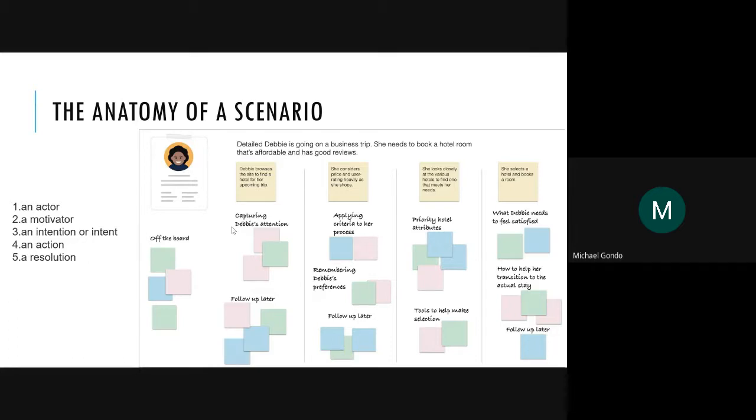So you look at a person who is going on a business trip, Debbie in this instance, she needs to book a room that is affordable and has got good reviews. So how does she then plan out that whole journey? So you look at her as an actor, you look at her as a motivator, you look at her intentions, you look at the actions she has to partake of, and then you look at the resolutions that she has to make as she plans her journey.